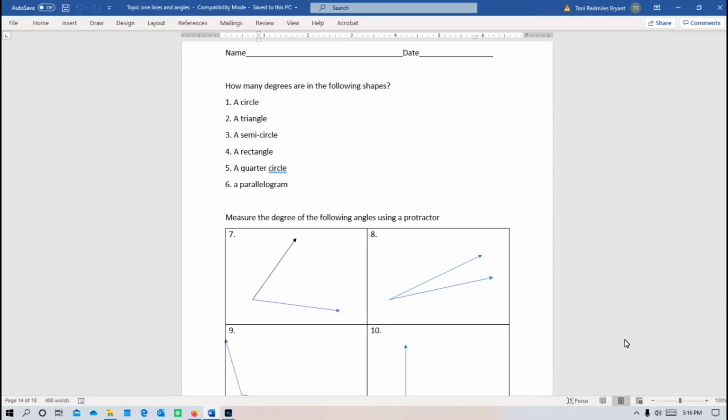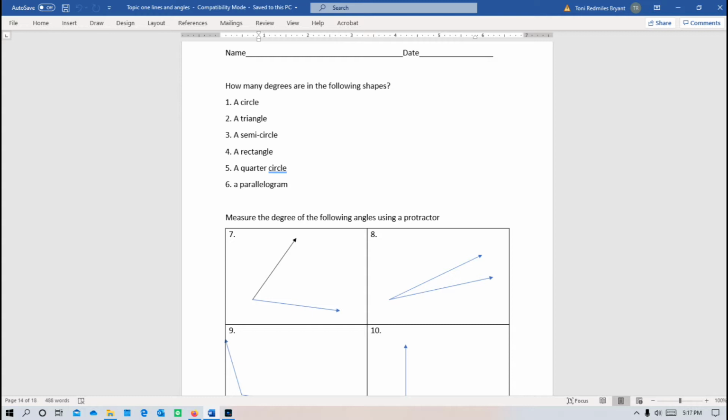Okay, so I'm going to do some of the things that I can record on my screen record, and then I'm going to stop and switch over so you can see my hands as I measure with a protractor on this bottom part.